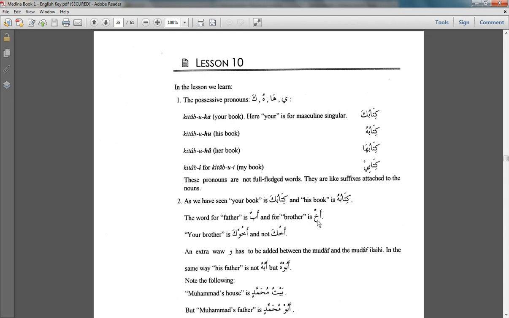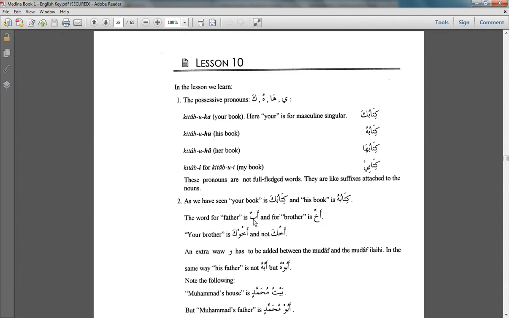Now there are specific nouns in the Arabic language. There are approximately 6 of them that you will find in the Arabic language. We are focusing on 2 right now, abun and akhun. Those nouns are known as asma sitta mukabbara, the 6 elongated nouns.